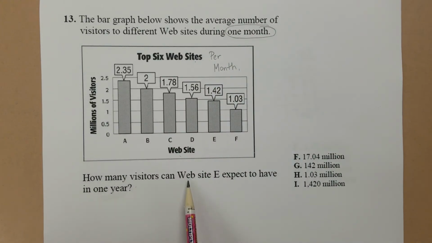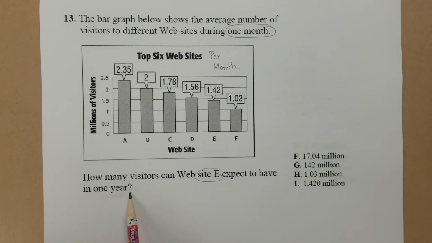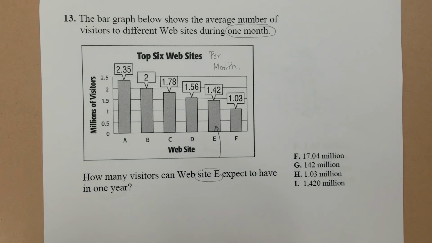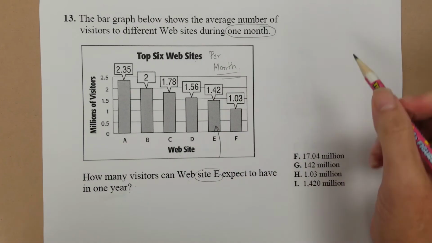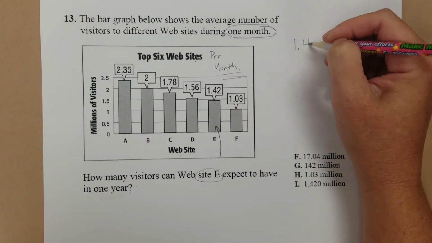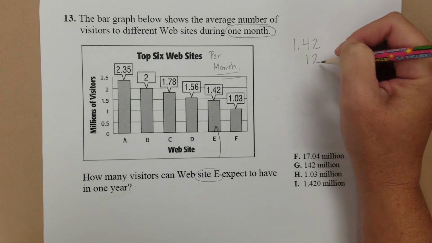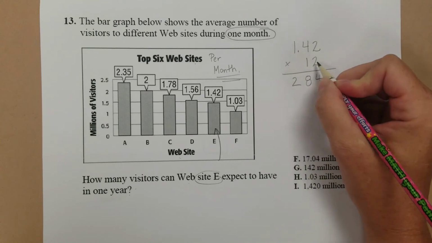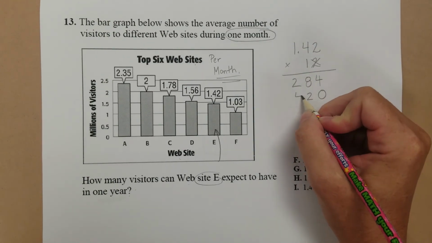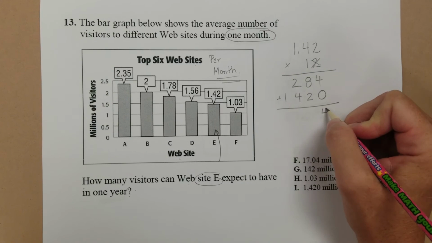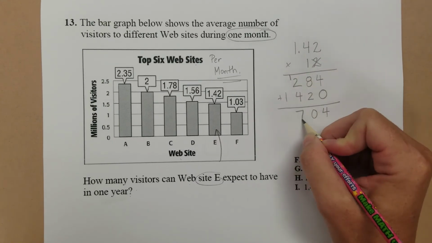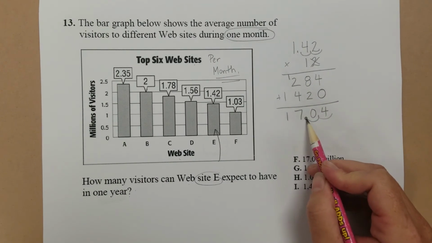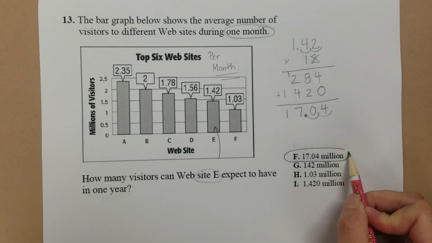How many visitors can website E expect to have in 1 year? This is website E. So they get 1.42 million visitors each month. There are 12 months in a year, so we have to multiply by 12. And this is a skill that you learned how to do in 5th grade. $17.04 million visitors in 1 year.